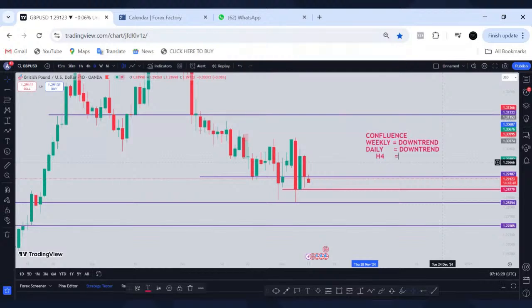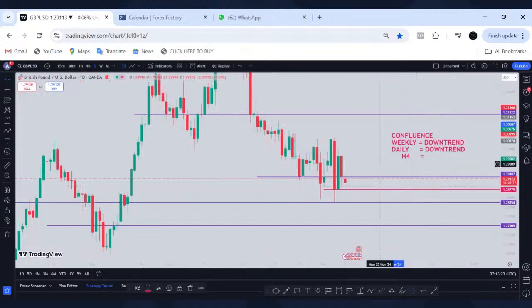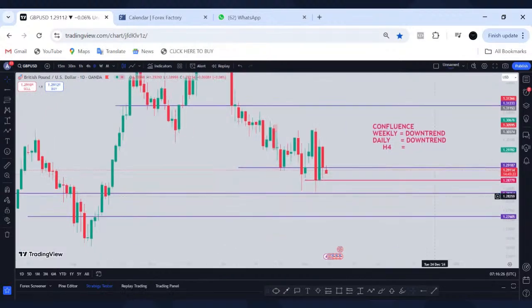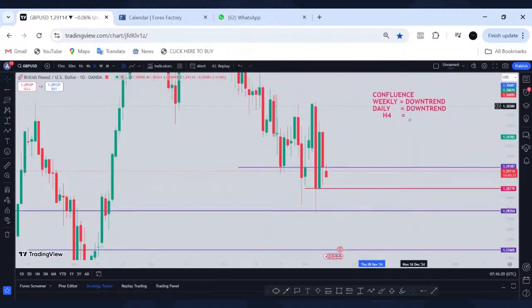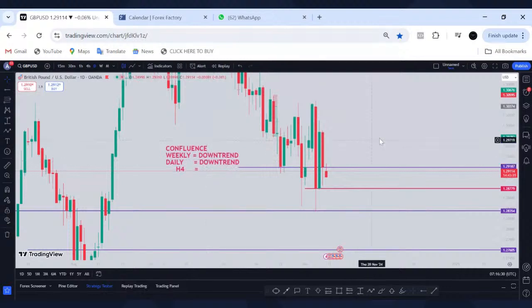H4. So let's move to the H4 time frame. If you can see, we're having this rejection level. This is a daily time frame rejection level. Okay, this is a daily time frame rejection level.